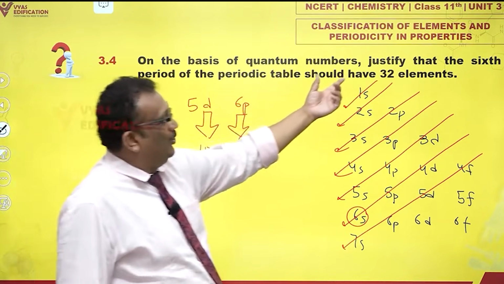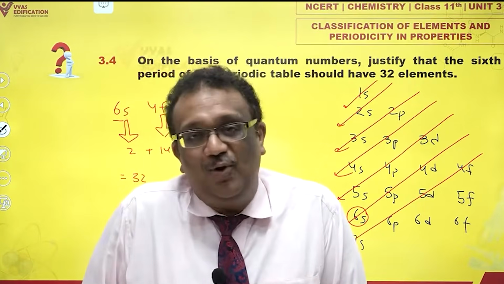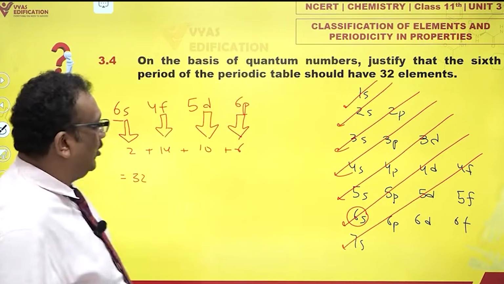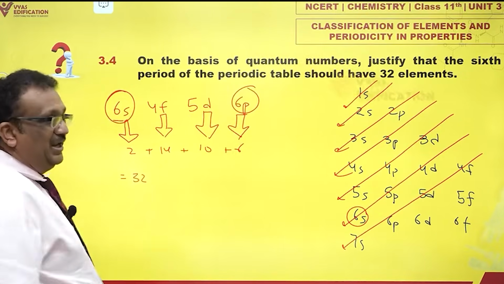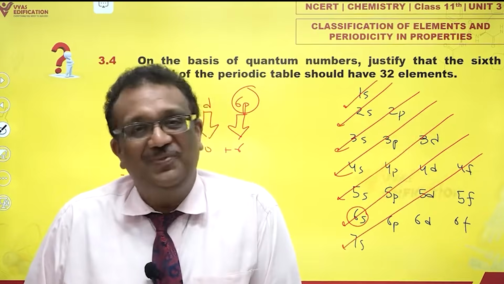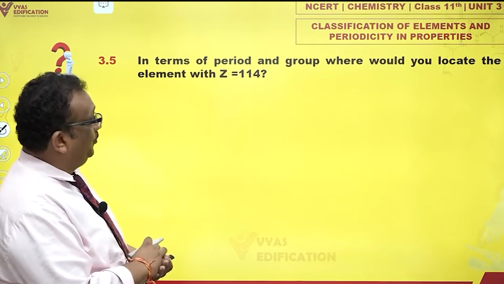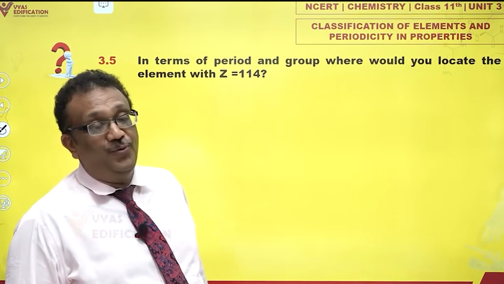That means 32 elements can be present in the 6th period of periodic table, because the period of a periodic table is denoted by the principal quantum number of beginning and ending subshells, which is 6s and 6p. In terms of period and group, where would you locate the element with Z equals 114?